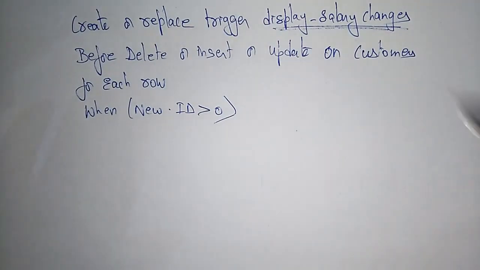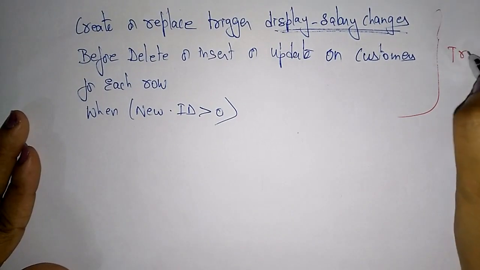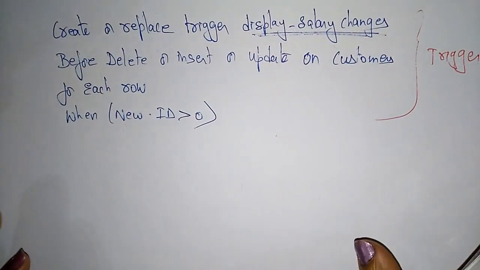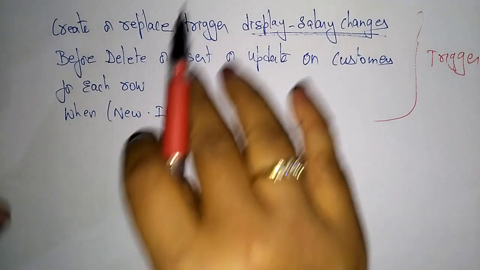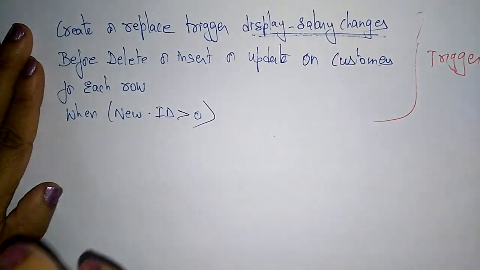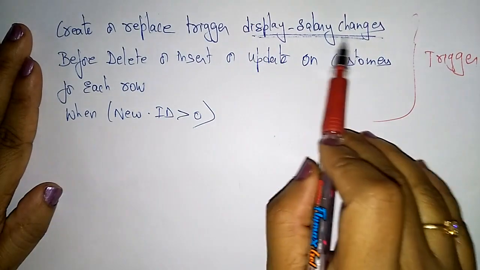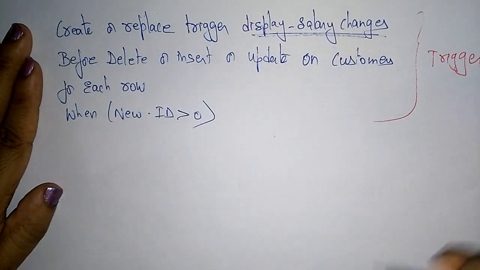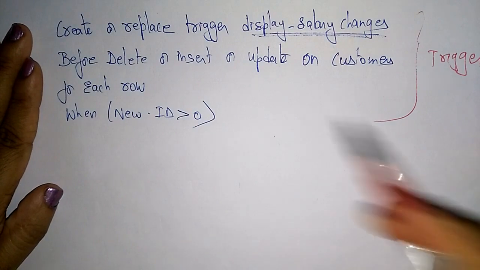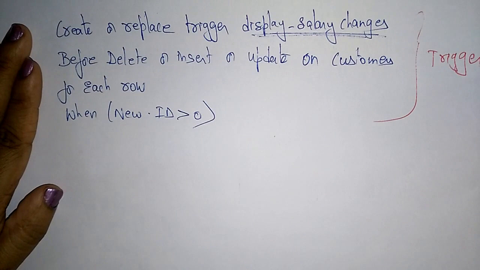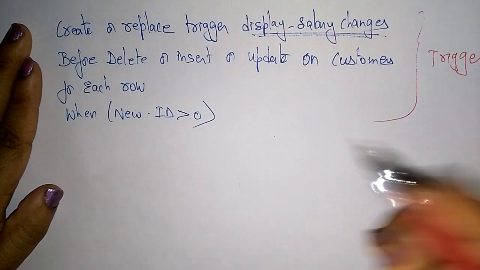So this is completely the trigger event, action and condition. So here I'm just writing that I had to create or replace a trigger like display salary changes before deleting or before you are doing some modifications on the table. For each row, when new dot id is greater than 0, means obviously you entered something greater than the previous value. Okay.